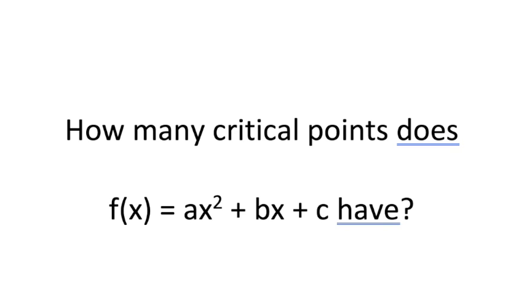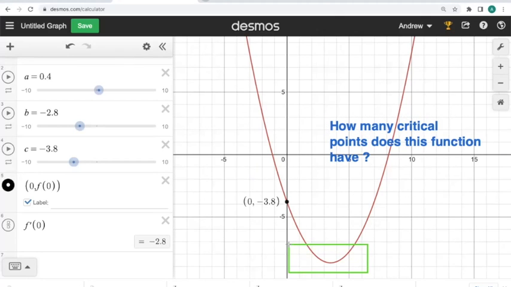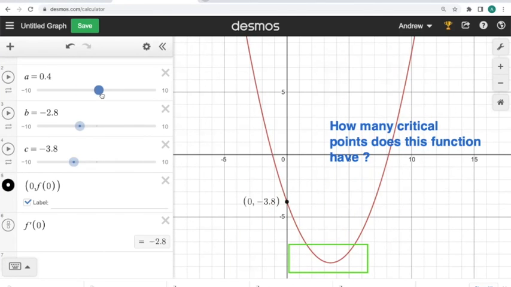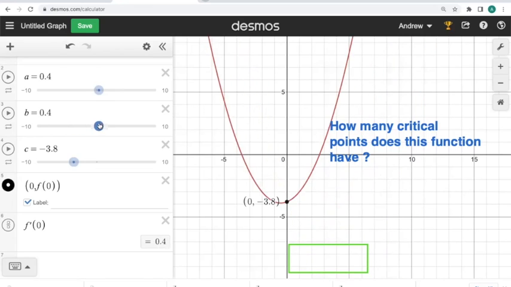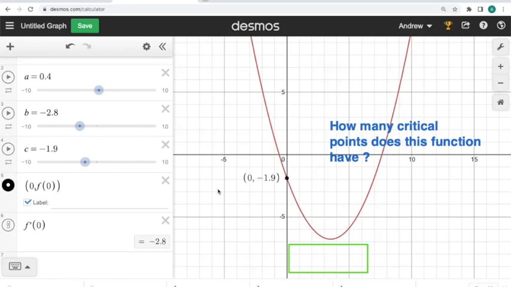How many critical points does this function have? It has one critical point. Does that depend at all on A, B, or C? So the number of critical points does not depend on A, B, or C, but the location does. There's one critical point, and no matter what I do to drag around, there's still one critical point, right? It's just that the critical point moves.